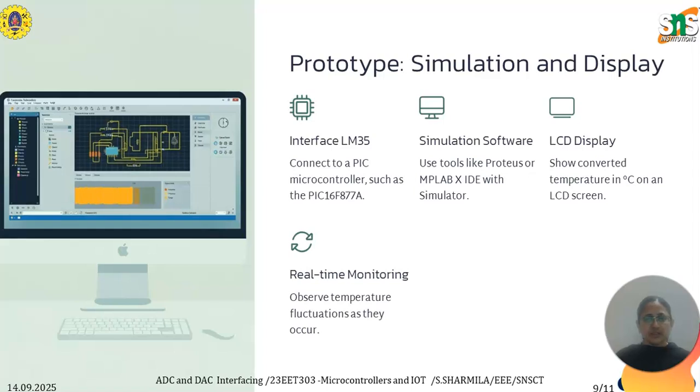The prototype is simulation and display. Interface the LM35 temperature sensor to a PIC microcontroller such as the PIC16F877A. For simulation software we are using Proteus or MPLAB X IDE with a simulator. For display, an LCD shows the converted temperature in degrees Celsius on the screen. Real-time monitoring lets us observe temperature fluctuations as they occur.